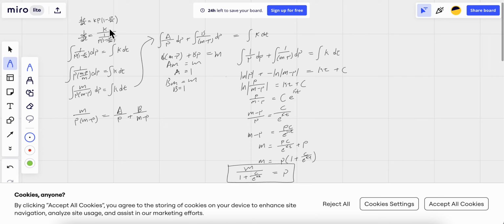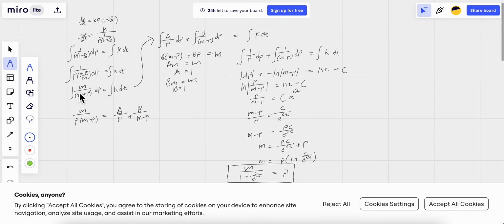Let's rewrite this as k over 1 over P times (1 minus P over M). So we can use cross multiplication and integrate on both sides. So the integral of 1 over P times (1 minus P over M) dP equals the integral of k dt. And the next step is to rewrite the 1 as M over M, so we can subtract this fraction and make it a single fraction, so that becomes 1 over P times (M minus P) over M equals k dt.